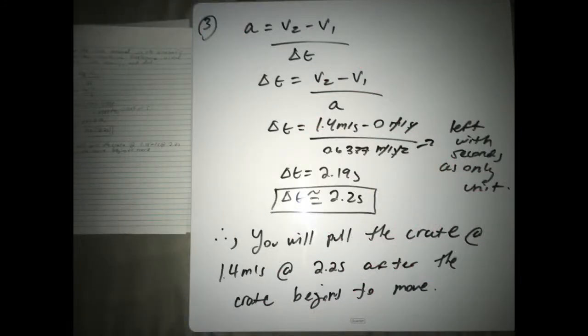To find the time interval, use the kinematic equation that relates acceleration, initial velocity, final velocity, and time. At the end, you will be pulling the crate at 1.4 meters per second at 2.2 seconds after the crate begins to move.